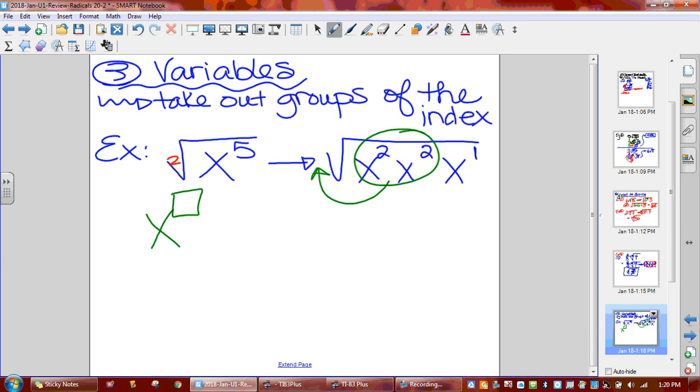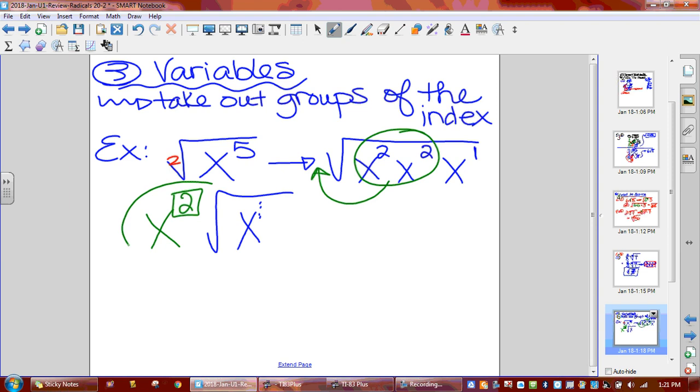The 1 can hide. Now, how do I know what my exponent is on the outside? Exactly. It's how many groups came out. So how many groups of 2 came out? 2. So it's 2 on the outside. So whenever we've got a variable underneath the radical sign as a final answer, we need to put a restriction. So this will be our final answer, but now we need to talk about restrictions.